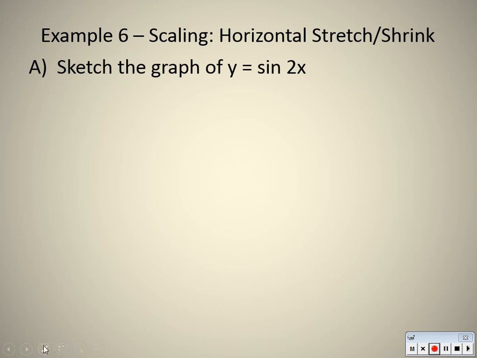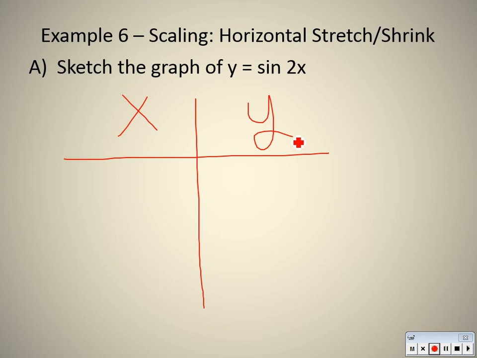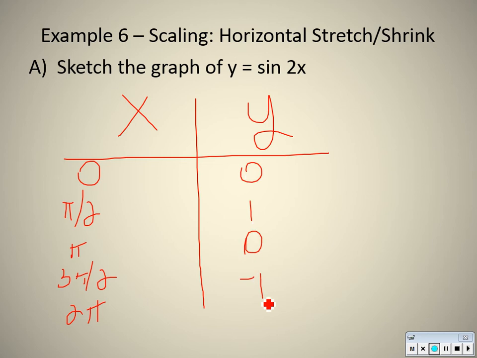So what I'm going to do here with this is I'm going to make an xy table again, just like we did with the previous problems here. So I have for my x values, and these are the critical values, I have 0, pi over 2, pi, 3 pi over 2, and 2 pi. And my y values I have for sine 0, 1, 0, negative 1, and 0.